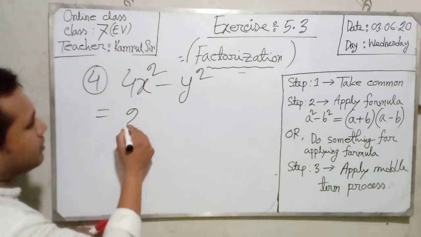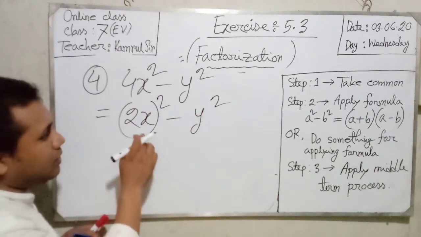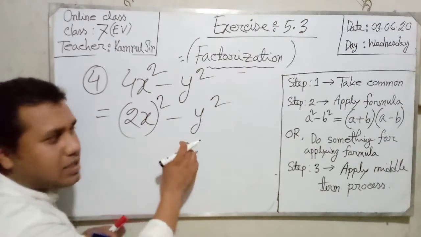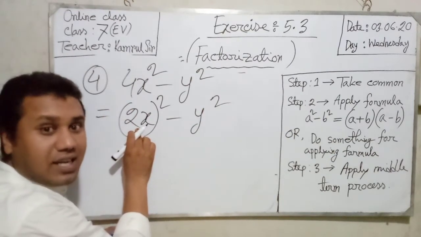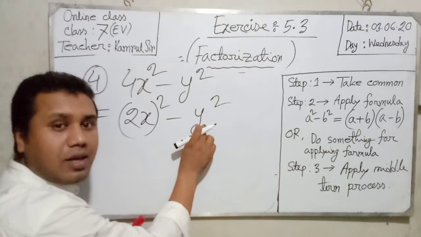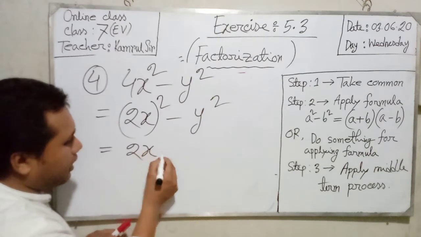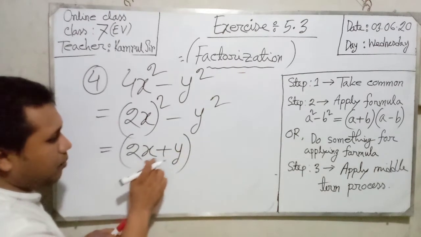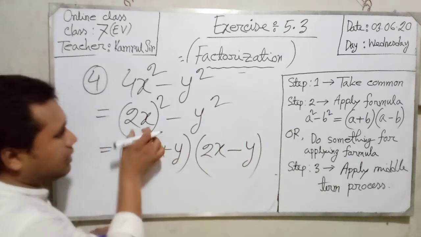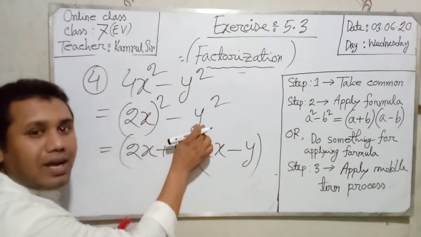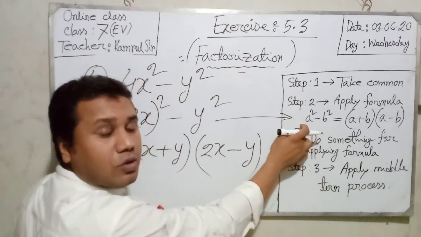So we can write (2x) whole square minus y square. Now this is 100% similar in shape to the formula a square minus b square. If we take 2x as a and y as b, so this will be a square minus b square. So now we can write according to the formula (a plus b)(a minus b). This 2x as a and y as b. So this will be similar to our step number 2 formula.